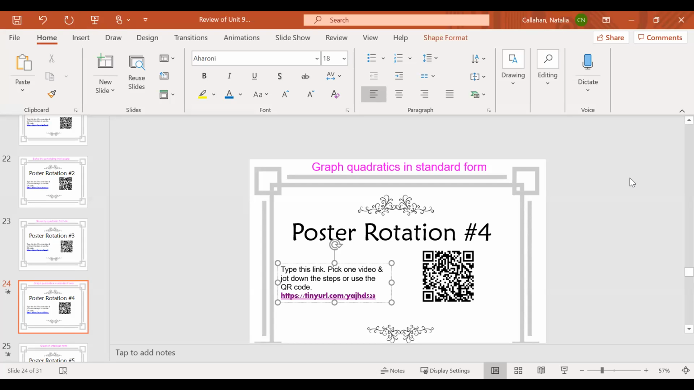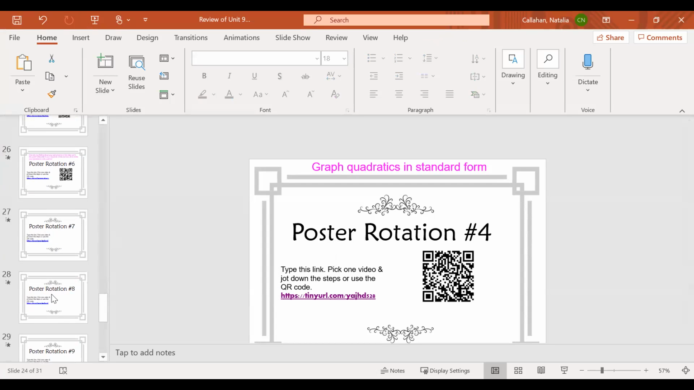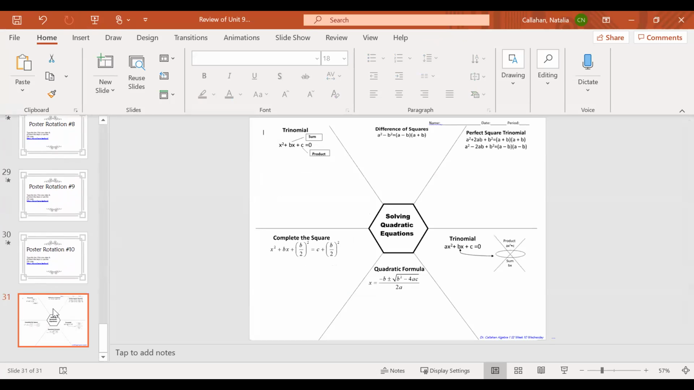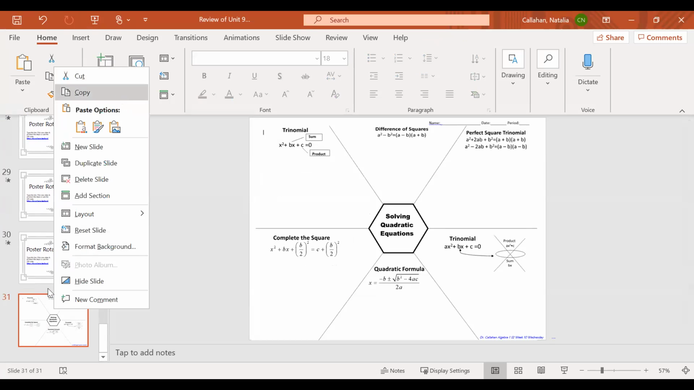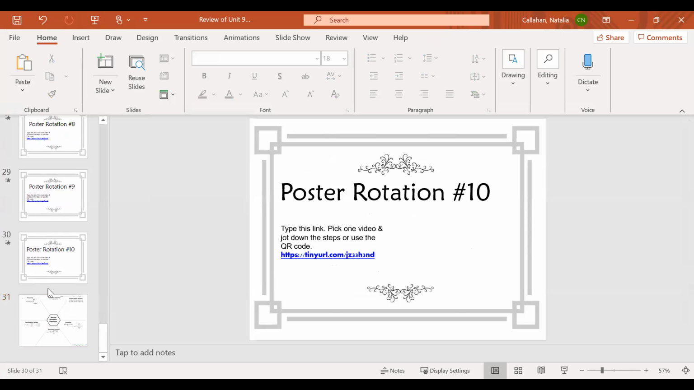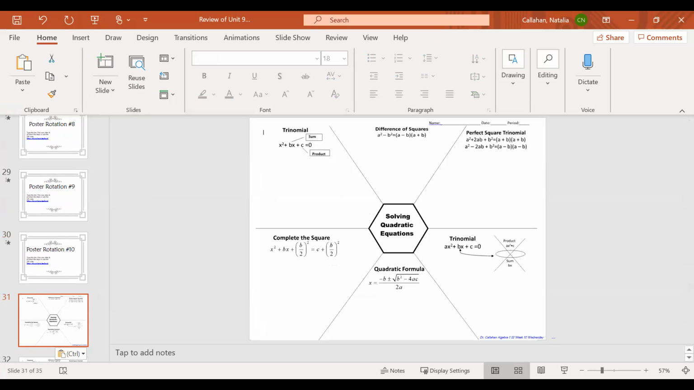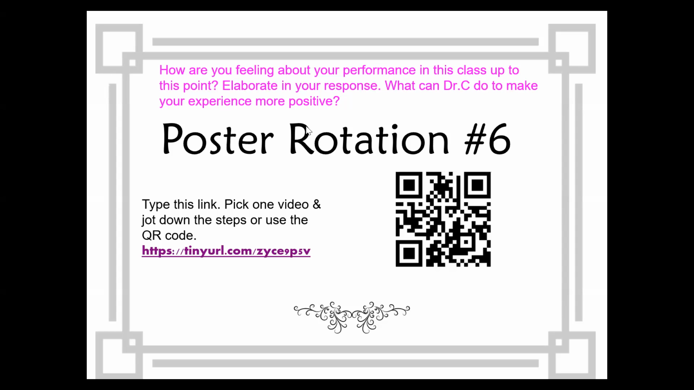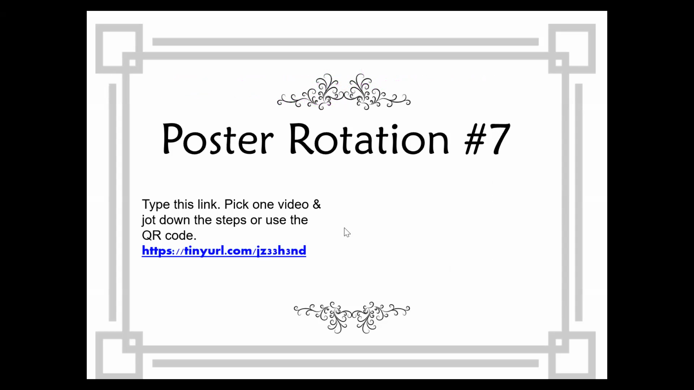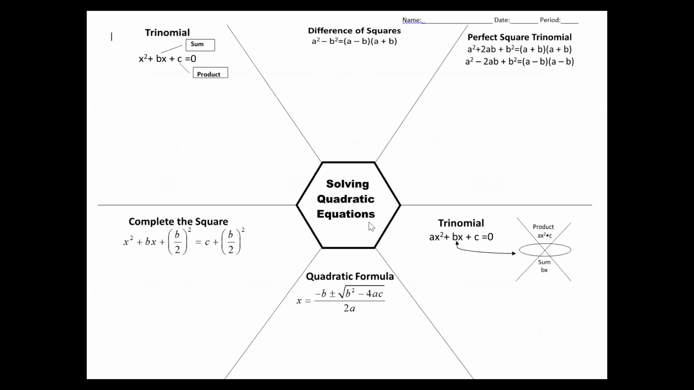Okay, so at this point, we're going to do a quick little review. You should have something that looks like this, a honeycomb of all the topics that we discussed up to this point. If you're at home, you're totally welcome to just take a paper and separate them. All right, so we're going to start off with the first one, difference of squares.